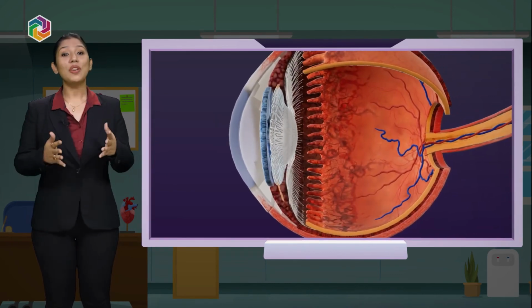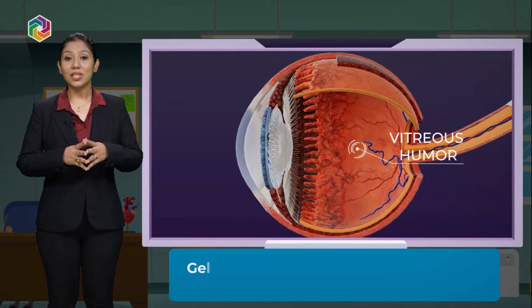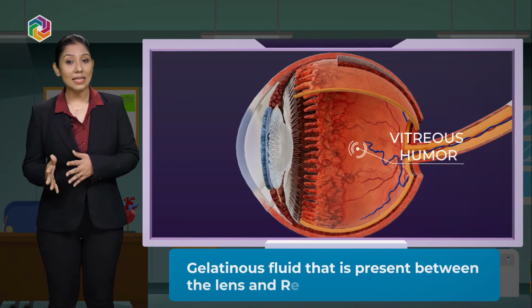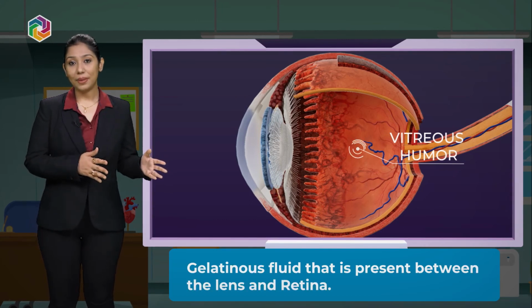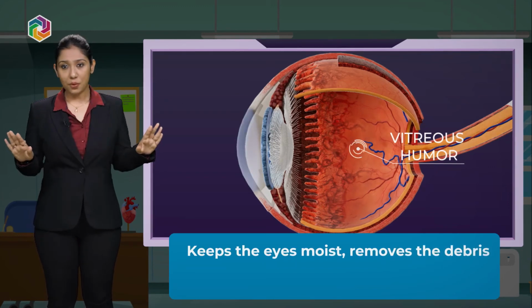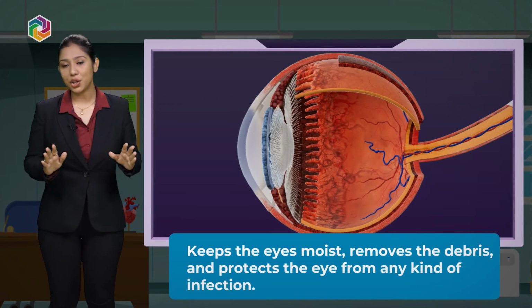Next, we will know about vitreous humor. It is a gelatinous fluid that is present between the lens and the retina. It keeps the eyes moist, removes the debris, and protects the eye from any kind of infection.